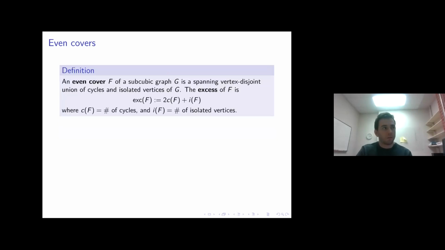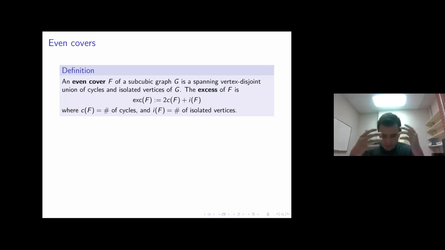So I'm going to introduce some terminology here on even covers. How we prove this result is we don't construct the walk directly. That's too difficult. What we find are nice even covers of the graph that we later modify into a TSP walk. So for the purpose of this result, and for subcubic graphs, an even cover is a spanning vertex-disjoint union of cycles or isolated vertices.